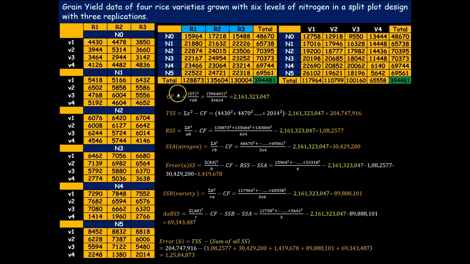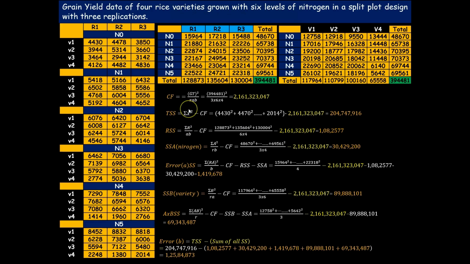The first step is, as usual, we get the correction factor, that is the square of the grand total divided by the number of observations. A is the levels of the main plot, which is 6, B is the levels of the subplot, that is 4, multiplied by 3, the number of replicates. So 39448 is the grand total, and squaring it, we will get this much of a value, which is in yellow color.